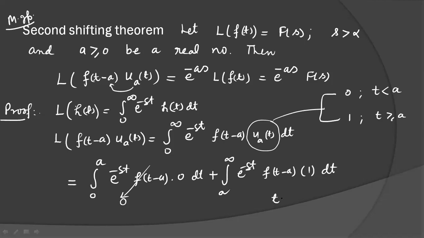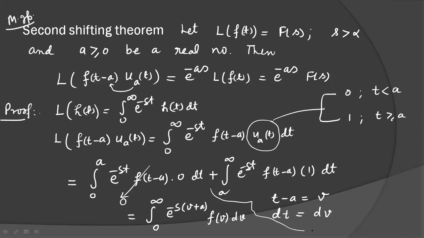Now replace t minus a by v here. a is a fixed real number, so t will be the only variable, so dt will be equal to dv. What will be the change of limit? When t equals a, the lower limit of v will be 0. When t equals infinity, v is infinity. So it will be the integral from 0 to infinity of e to the power minus s times t, where the value of t will be v plus a, and f(t minus a) will become f(v) dv.